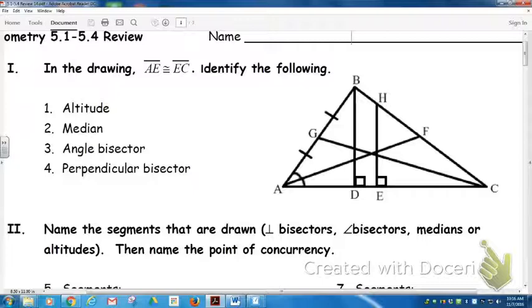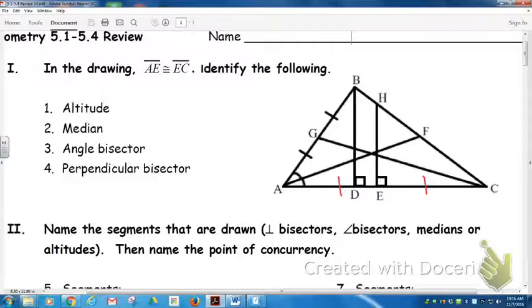For Roman numeral 1, it says in the drawing that segment AE is congruent to segment EC. So that means a couple of things. That means point E is exactly in the middle. So that may help us in finding the values for 1 through 4.